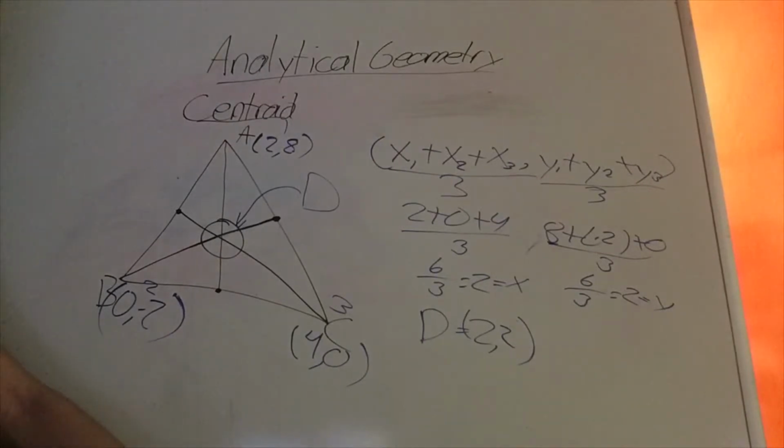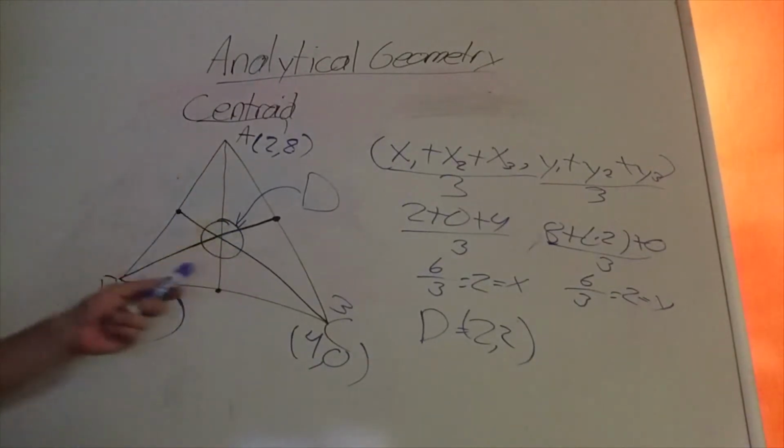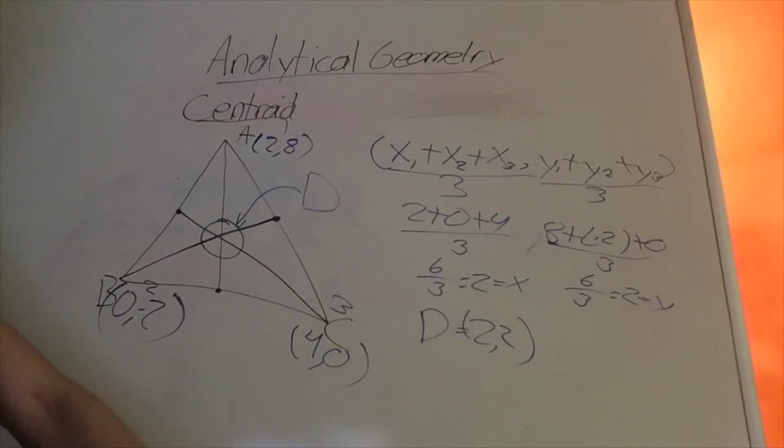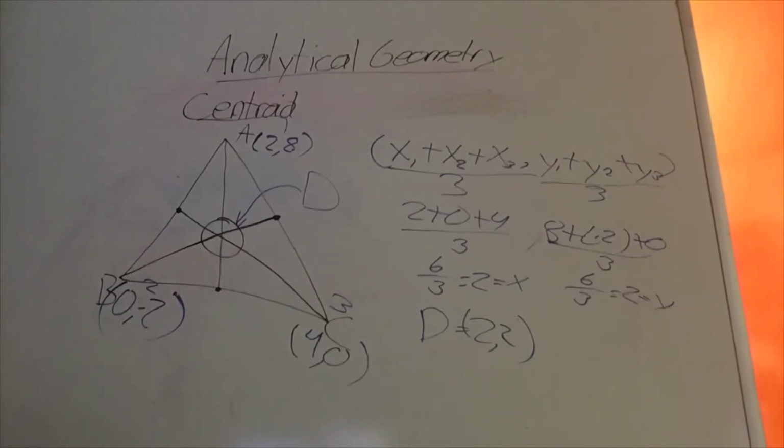So the properties of the centroid is that it's always inside the triangle. Doesn't matter if it's an acute, obtuse, or right triangle, it's always going to be the center of the triangle. Each median divides the triangle into 2 smaller triangles of equal area. The centroid is exactly 2/3 the way along each median. Put another way, the centroid divides each median into 2 segments whose lengths are in the ratio 2 to 1, with the longest one nearest to the vertex.